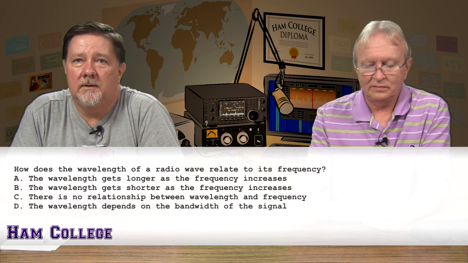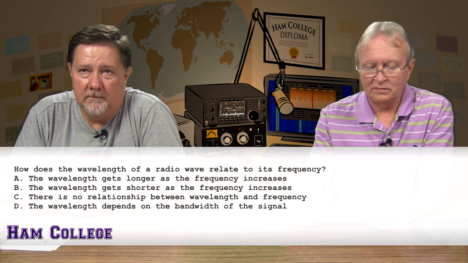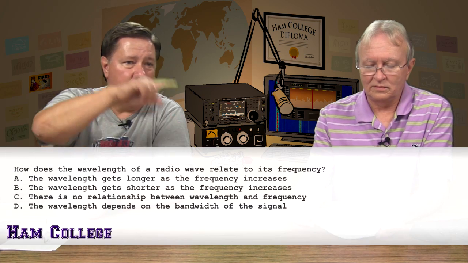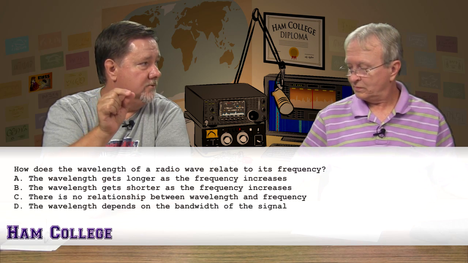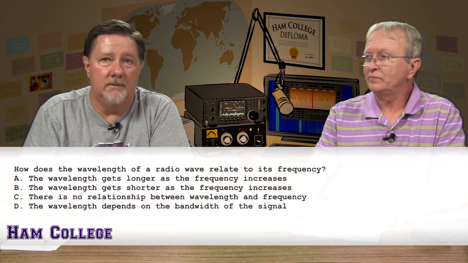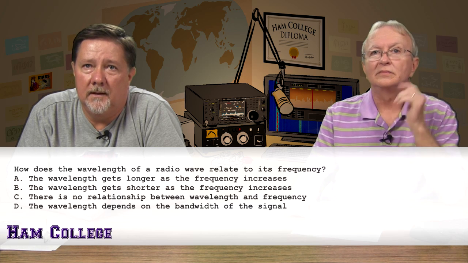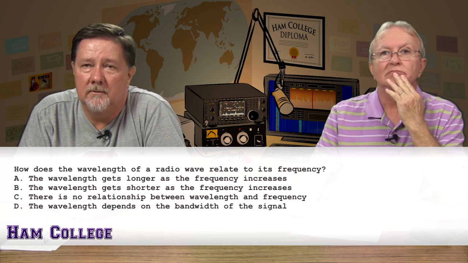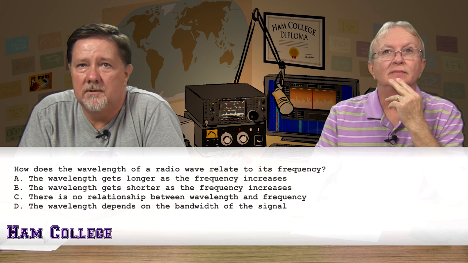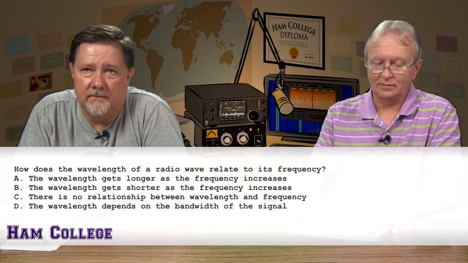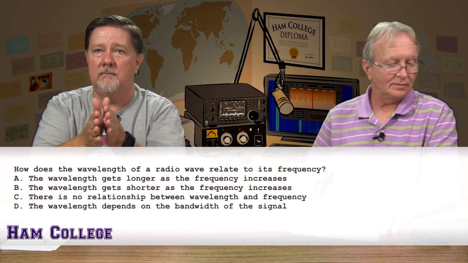How does the wavelength of a radio wave relate to its frequency? We saw earlier the sine wave. The higher the frequency it got, the shorter the wavelength got. So we saw that. So I know that the answer is not A, the wavelength gets longer as it increases. The answer is going to be B, the wavelength gets shorter as the frequency increases. So the higher the frequency, the tighter the sine wave is going to be.